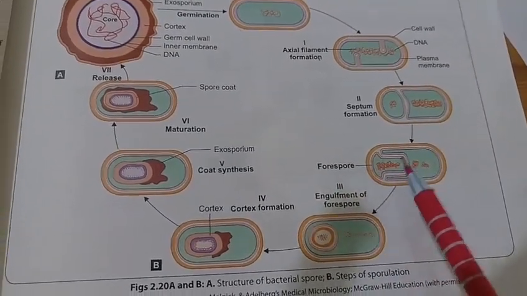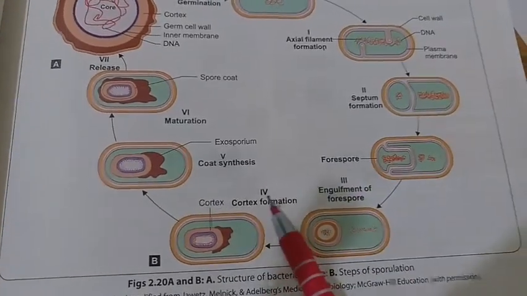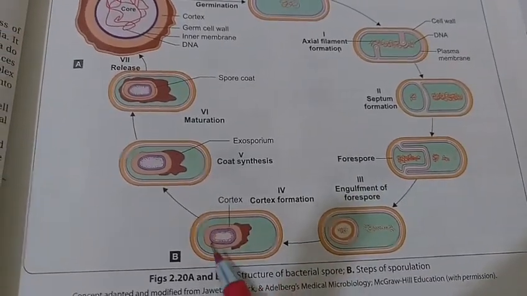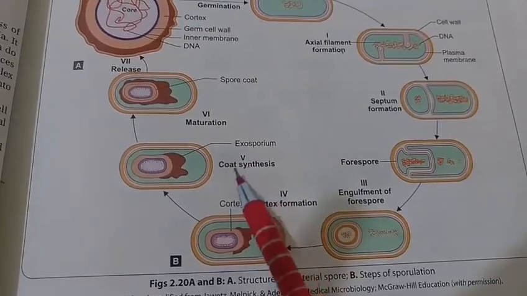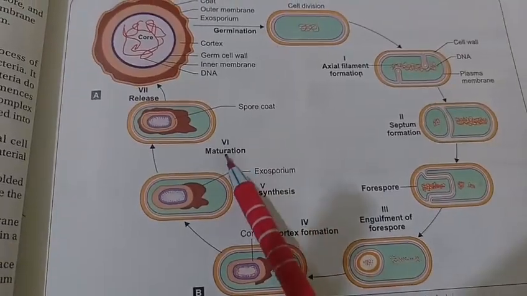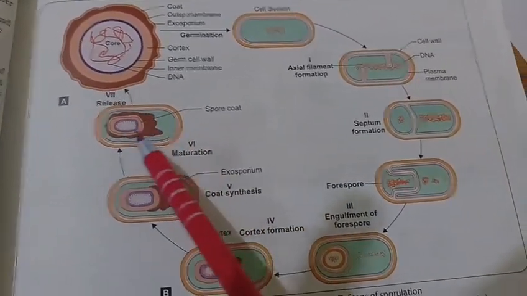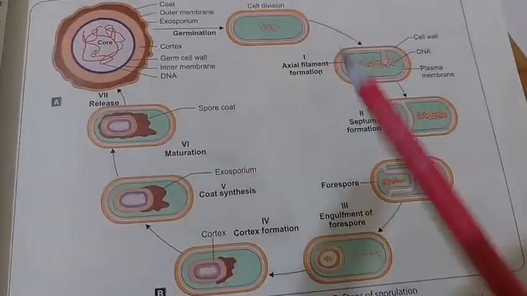This is the forespore, which is engulfed inside this. So this is the engulfment of the forespore, the third step. The fourth step is cortex formation. Cortex is formed. The fifth step is coat synthesis. Exosporium is there, it is here. The sixth step is maturation, and the seventh is the release of the spore. Clear? So this is the diagrammatic representation.